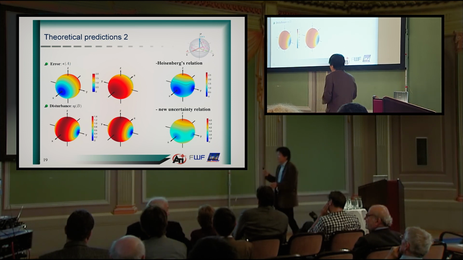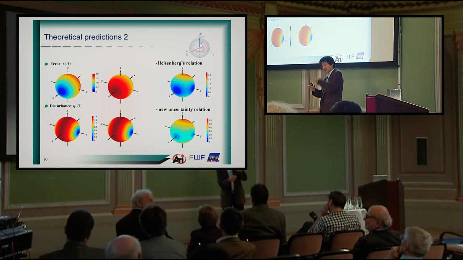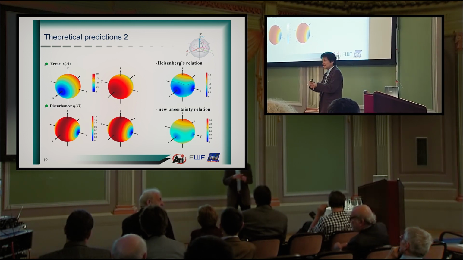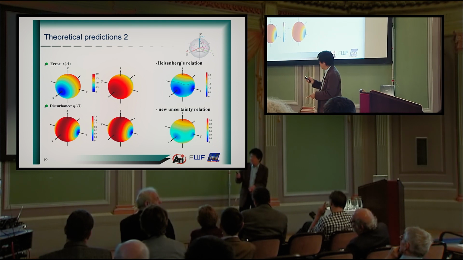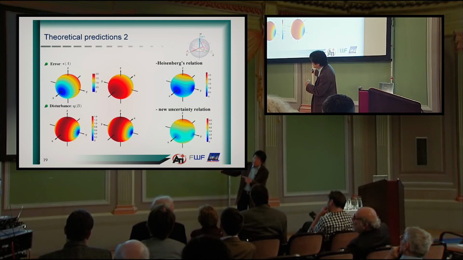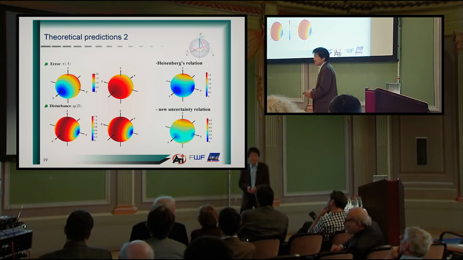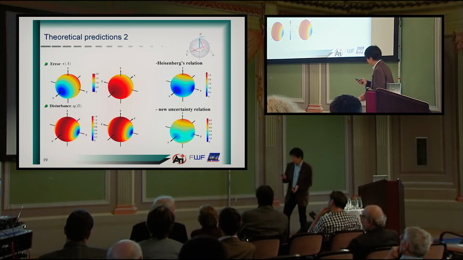But let me think. If I measure the Y direction first, followed by the Y measurement, in this case, there's no disturbance. Say here, in this region, if I measure the Y direction first and followed by the Y measurement, the disturbance is very, very small. This is a theoretical prediction.